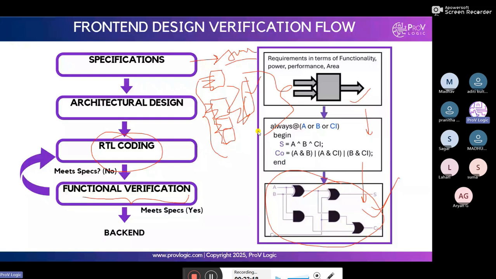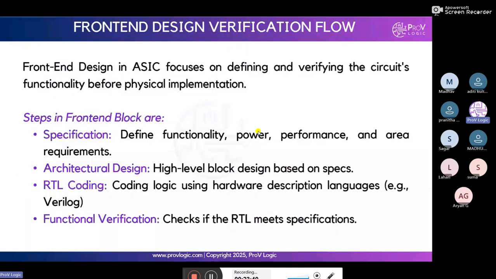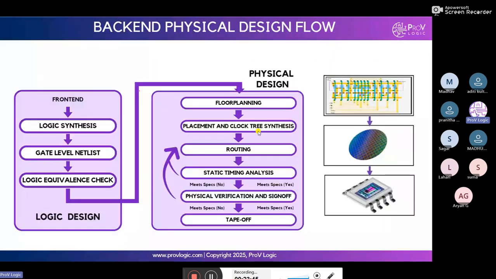For functional verification, initially we can use Verilog HDL, or else we have languages called SystemVerilog and UVM, both for verification. By using the SystemVerilog language and the Universal Verification Methodology, UVM, we do the verification. We will check that everything is working perfectly, then we will send the design to the backend process, which is physical design. Everyone clear with the front end?